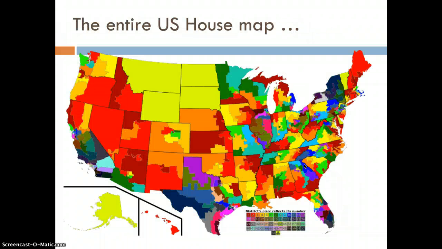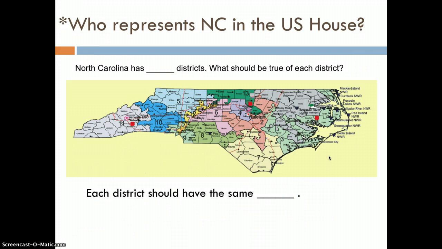Here's the map of the U.S. House. If you go here in North Carolina, we have lots of different districts. They're all these different colors. So you would be right here in one of these districts. North Carolina has 12 districts. You can write this slide down. Each district should have the same population. So you can see 11, and if you're looking for 12, it's right up here. Here in Durham, you would be in District 4.